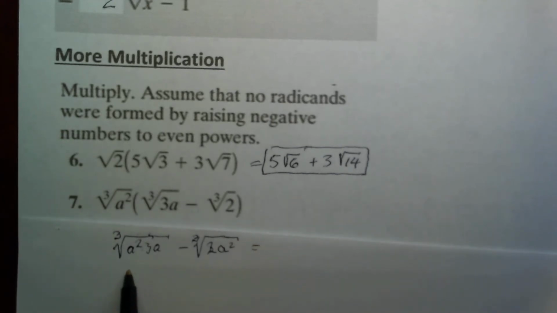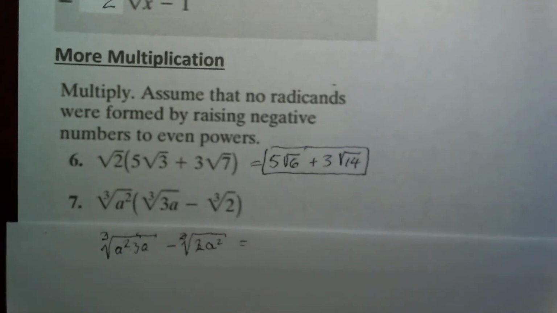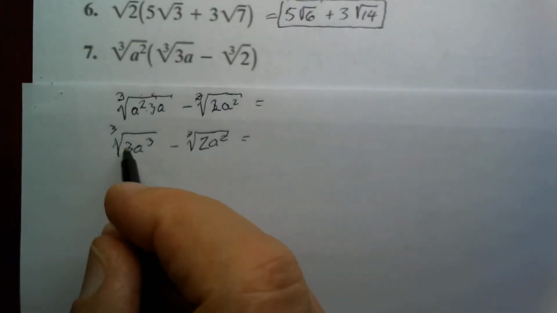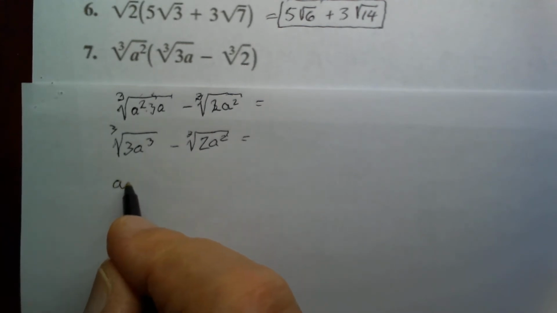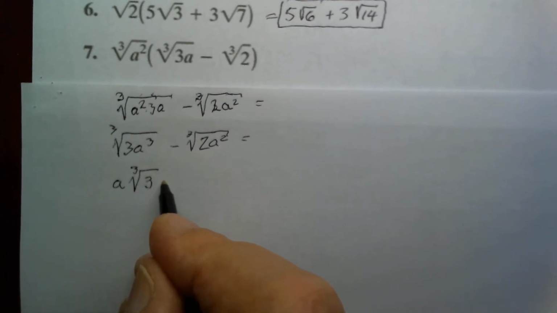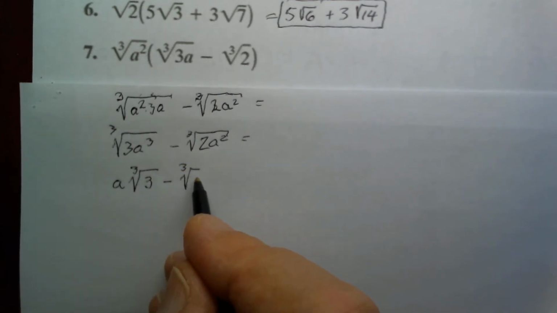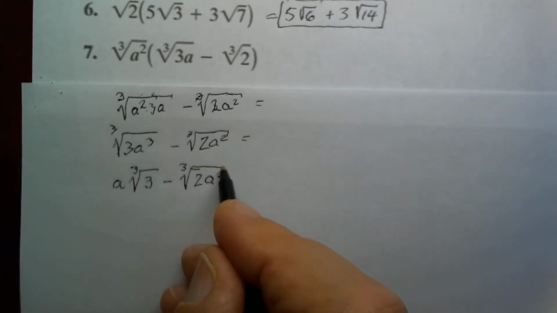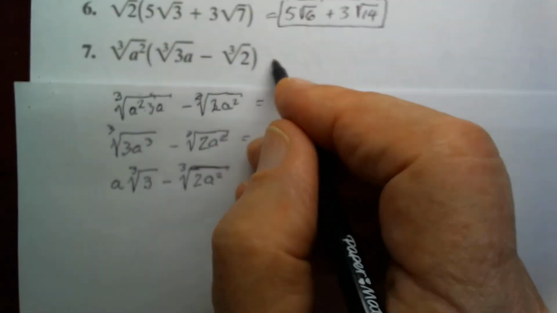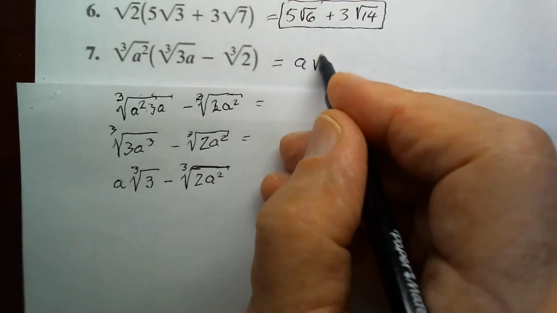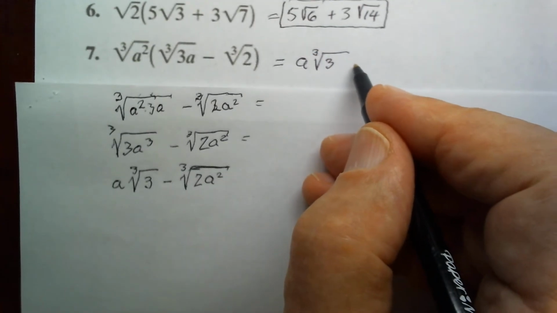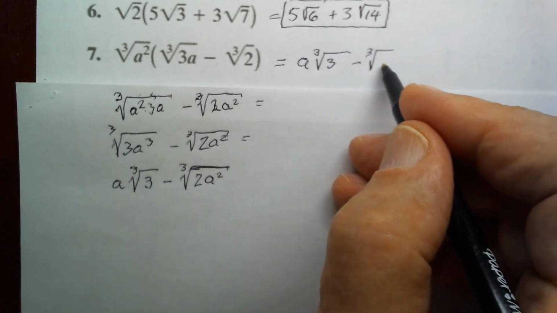So then the first expression, we can multiply the a squared times the a, so we get the third root of 3a to the third, minus the third root of 2a squared. So the third root of a to the third is equal to a. So we have a times the third root of 3 minus the third root of 2a squared. So that's the answer to the next question here. So a times the third root of 3 minus the third root of 2a squared.